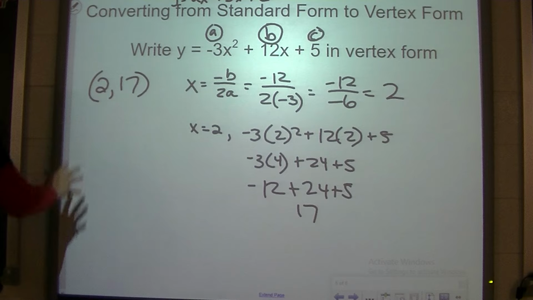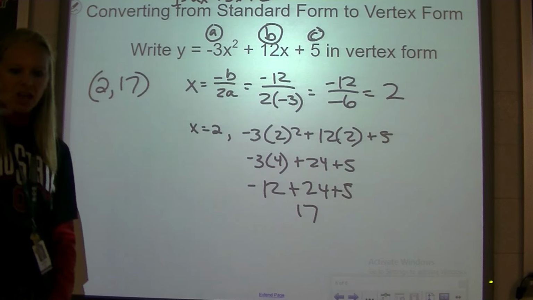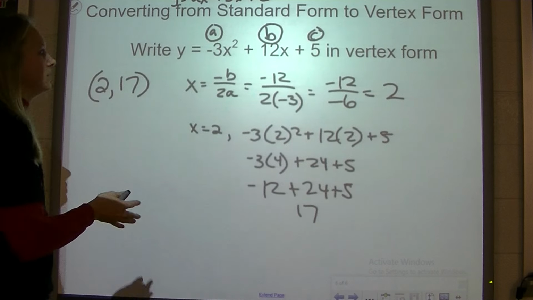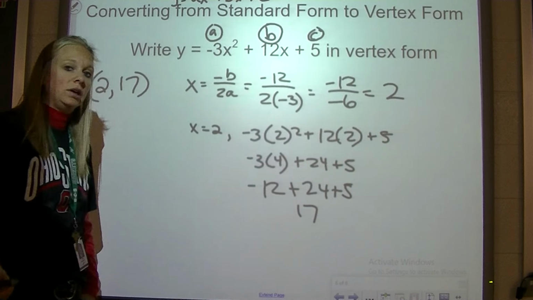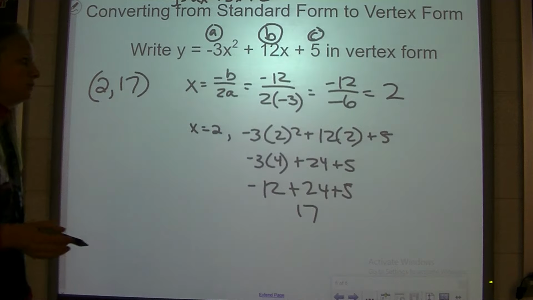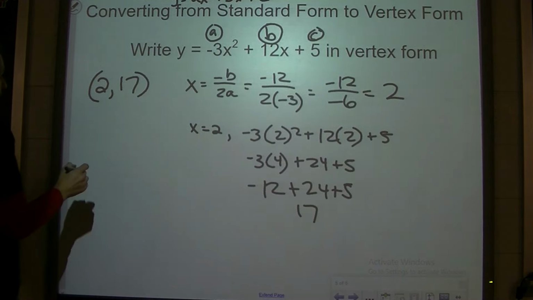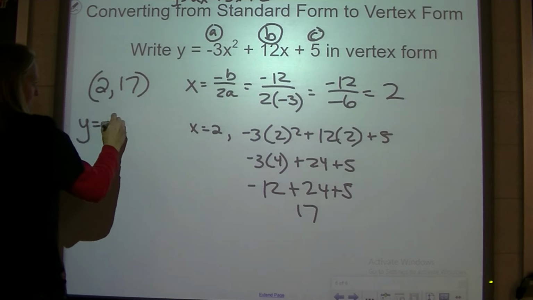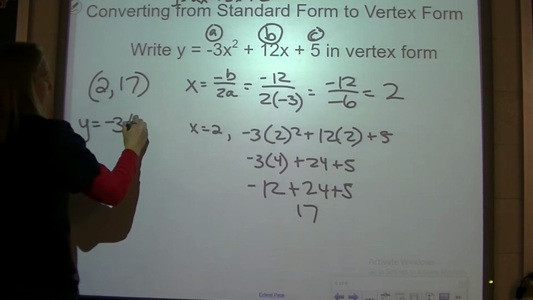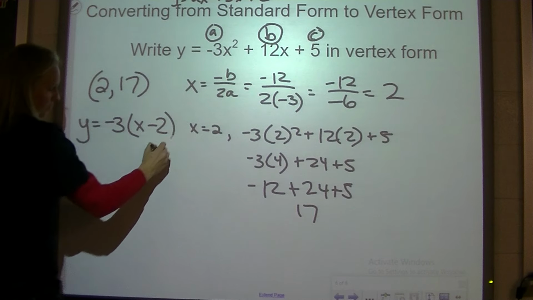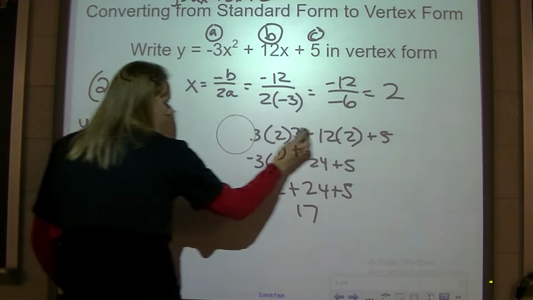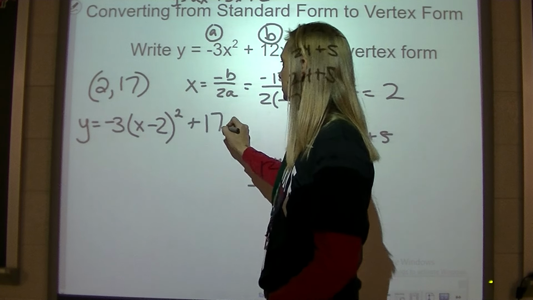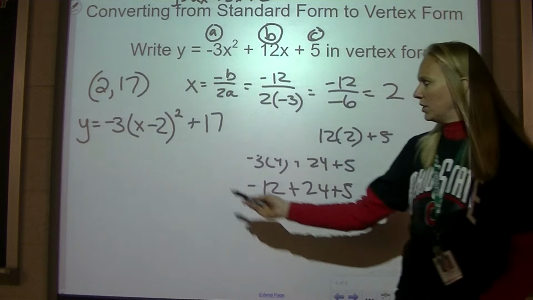All right, so that's our vertex, and believe it or not, your a in standard form is the same a in vertex form. So since a here is negative 3, your a in vertex form is also going to be negative 3. So your equation is going to be y equals negative 3 times (x minus 2) squared plus 17. So we might say, why is it minus 2?